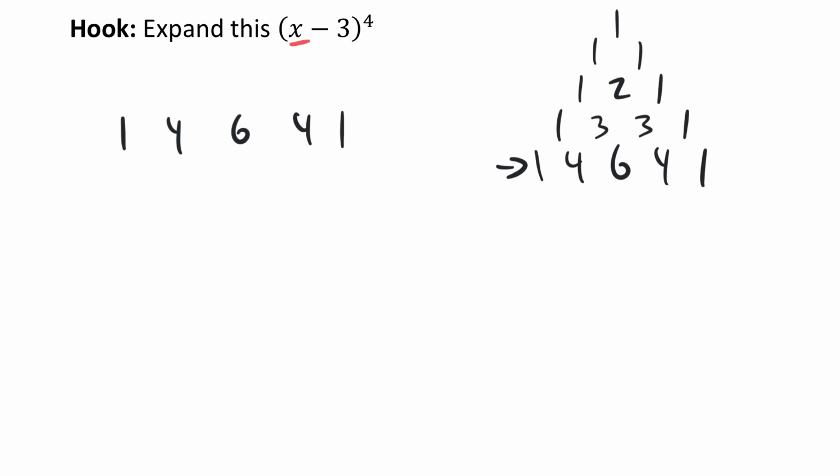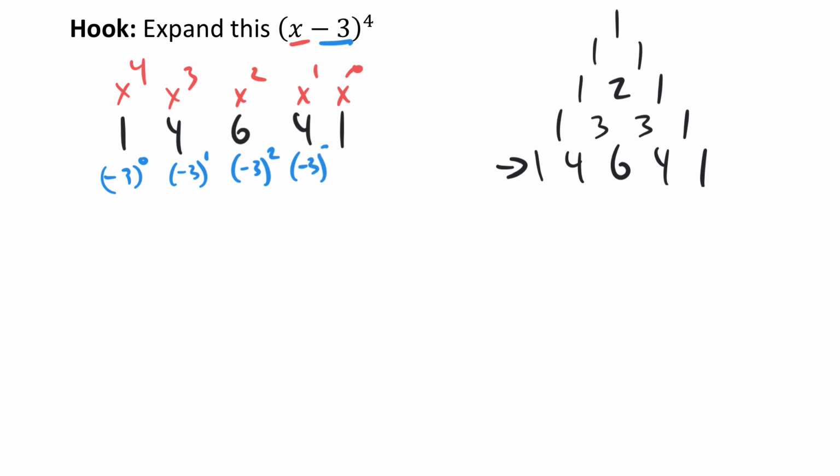Then we take the x and we count down: x to the 4, x to the 3, x to the 2, x to the 1, x to the 0. Then we take the negative 3 and we count up: negative 3 to the 0, negative 3 to the 1, negative 3 to the 2, negative 3 to the 3, negative 3 to the 4. Then we go ahead and multiply each one of these to get our final terms.